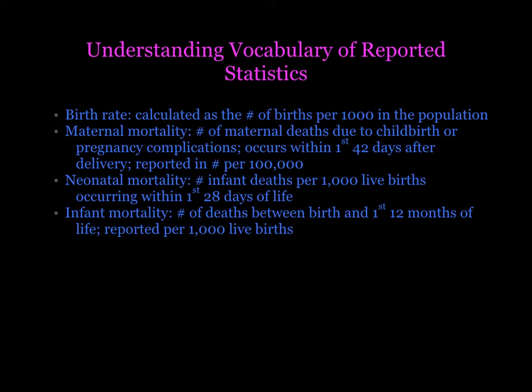Neonatal mortality is the number of infant deaths per 1,000 live births that occur within that first 28 days of life, which is the neonatal period. And then we go to infant mortality, which is the number of deaths that occur between birth and the first 12 months of life. And this, again, is reported per 1,000 live births.